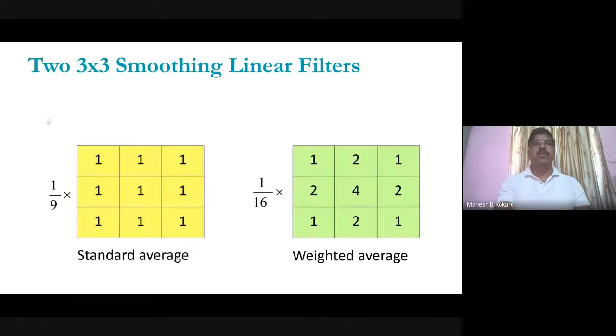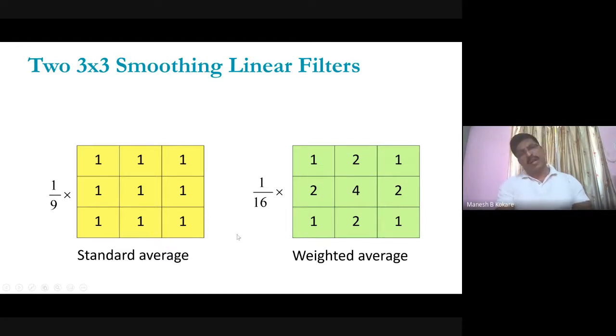Here, see that the standard 3 by 3 smoothing filter, a linear filter, has weights of 1, 1, 1. This is 3 by 3, so a total of 9 values are there, so the average will be 1 by 9. So this is the standard average.